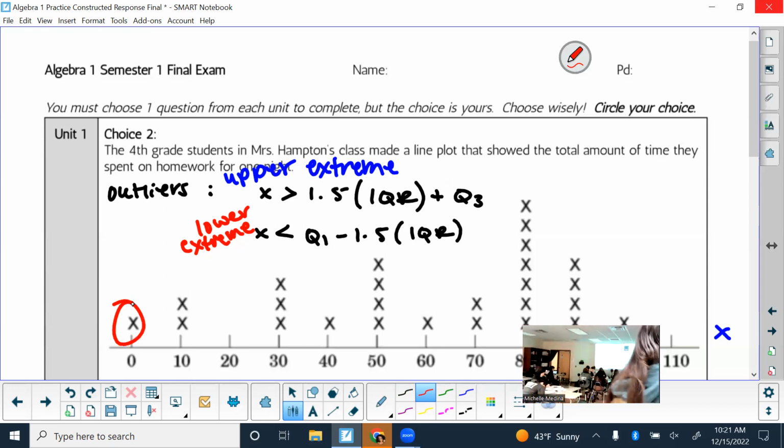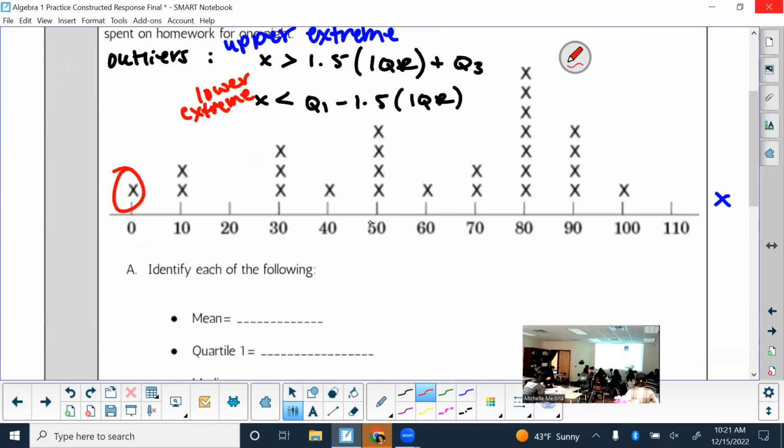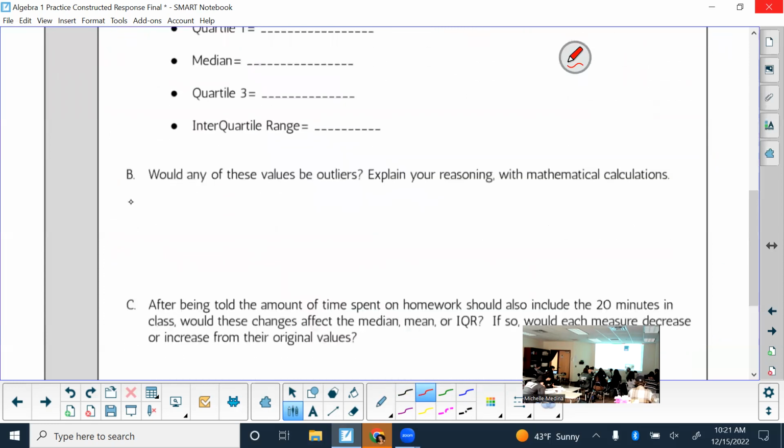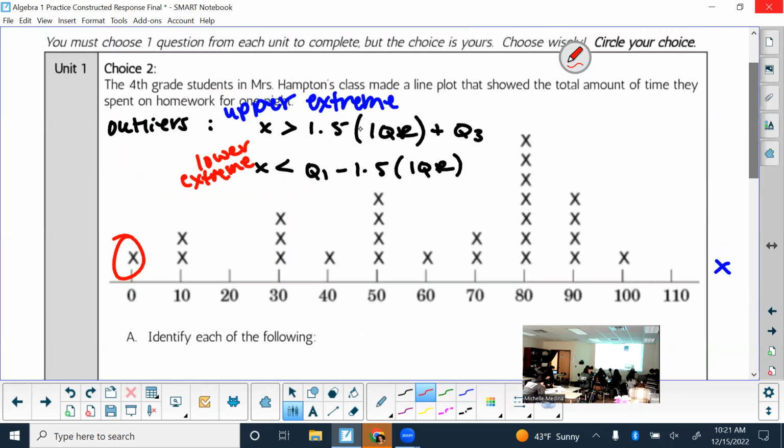So when I ask people, how do you know something's an outlier? They'll say, oh, if it's really far away from the data. But on your constructed response, it does ask to explain your reasoning with mathematical calculations. And that's the rule. If it's greater than 1.5 times the IQR, and then whatever quartile is closest to it, if it's that much farther. Good?